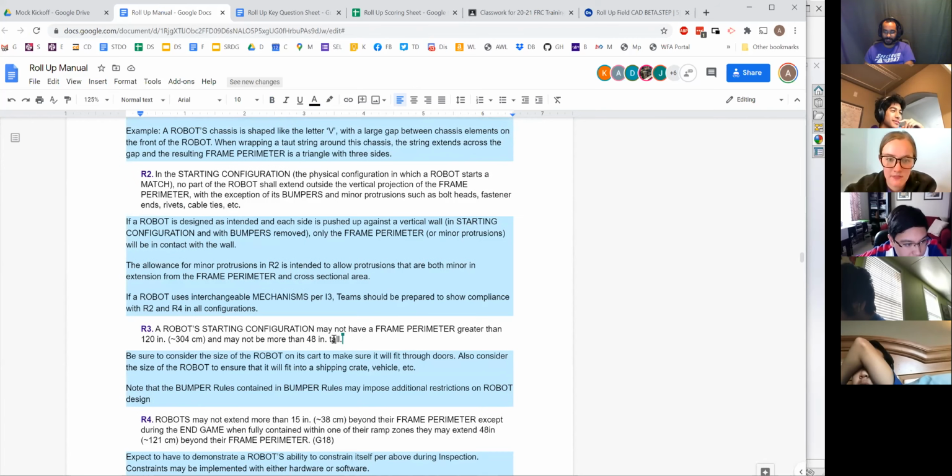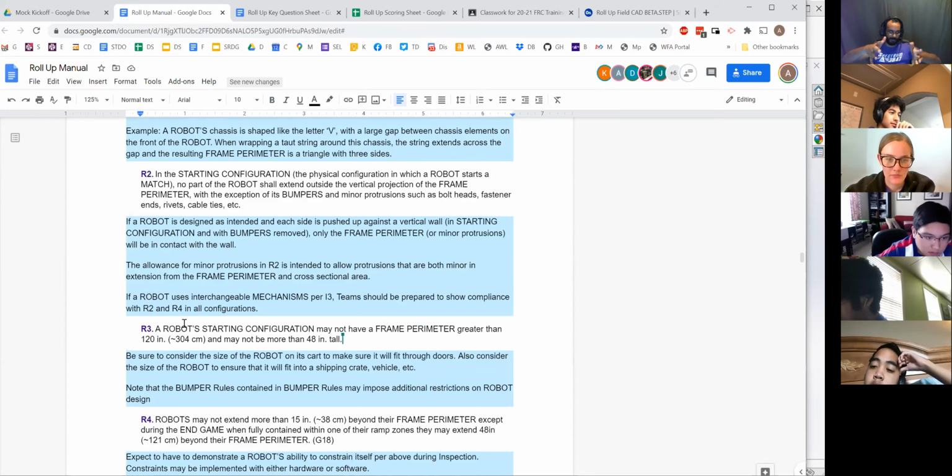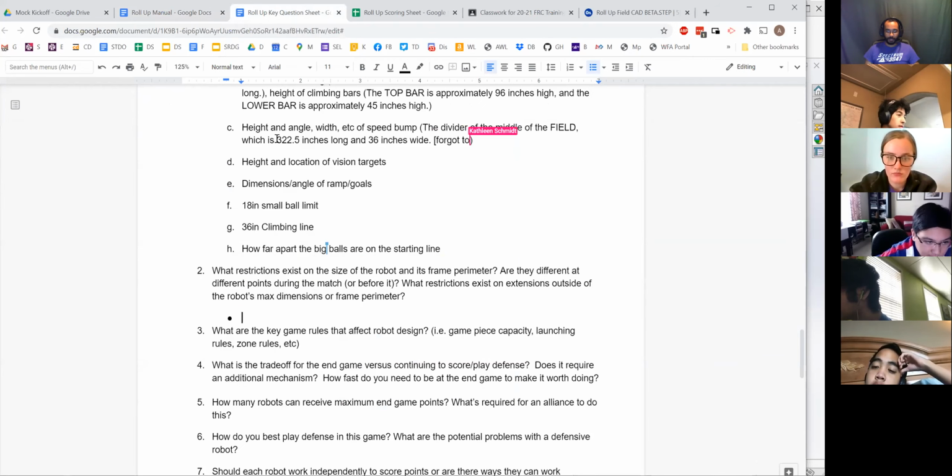So R3 is really the dimensions we were looking for here, right? Starting frame perimeter of 120 inches. The way the frame perimeter works is you basically add up all the sides of your robot. If you were to wrap a string around your robot, you still have to add up all the length, even if you have a gap in your robot for a ball to come in or something. That whole length of the side is still what you're adding up. If you measured that string, it has to be less than 120 inches.